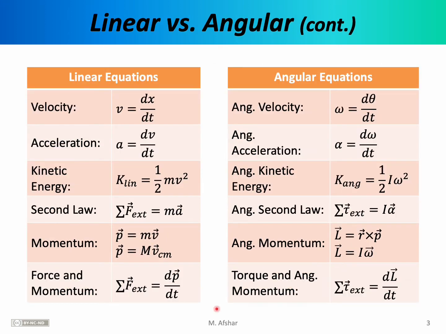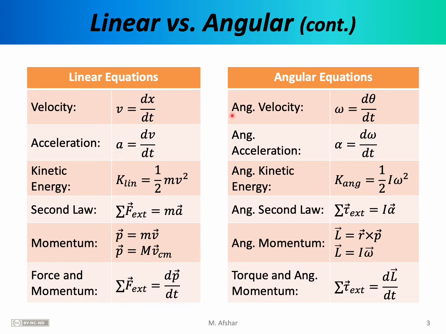To add a little detail to the analogies that we were discussing on the previous slide, here I want to list some important equations. On the left, we have the important linear equations, and on the right, we have the analogous angular equations. So velocity is the derivative of position with respect to time, just as angular velocity is the derivative of angular position with respect to time. From a physical point of view, angular velocity and velocity are two different things, but from a mathematical point of view, they're quite similar.